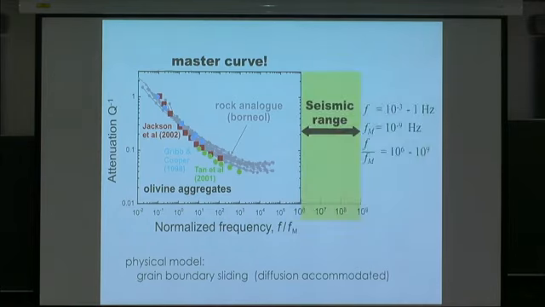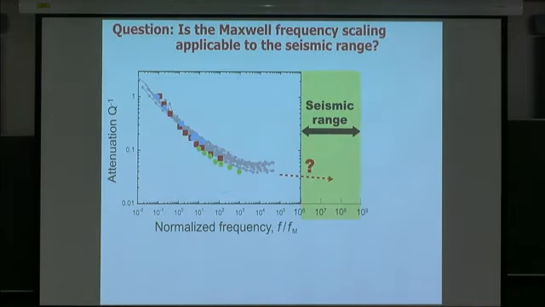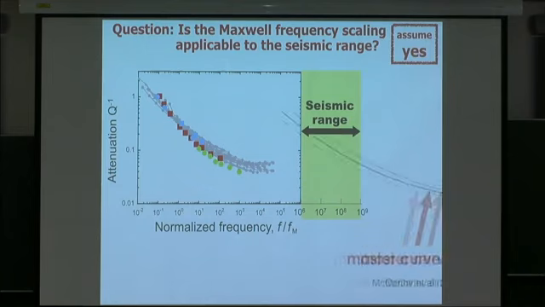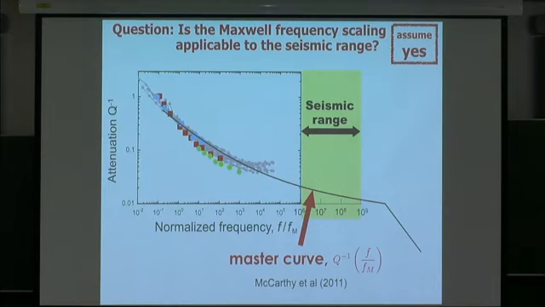However, when the seismic frequency normalized to the Maxwell frequency in the mantle is plotted, it becomes considerably higher than the experimental data. So the question remained whether the Maxwell frequency scaling is applicable to the seismic range or not. But at this stage, we optimistically assumed the answer was yes, and proposed a master curve model. And because we did not have any data points here, we just assumed this shape.